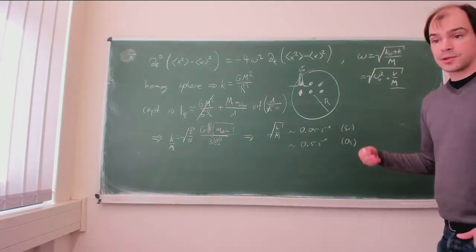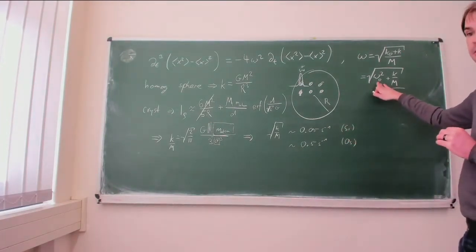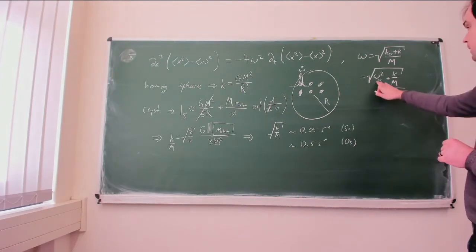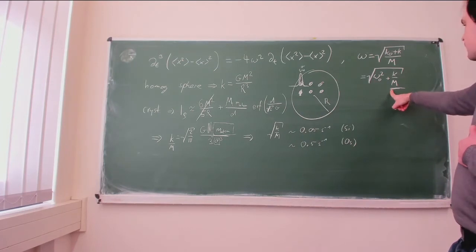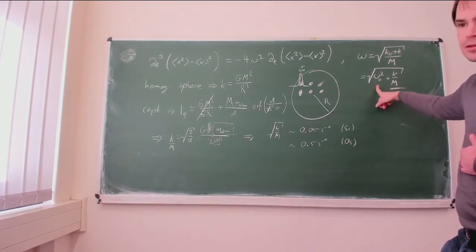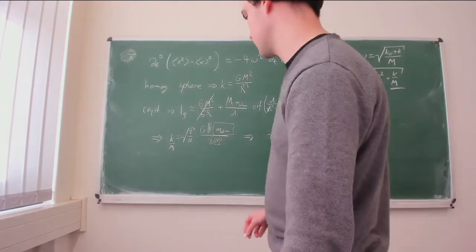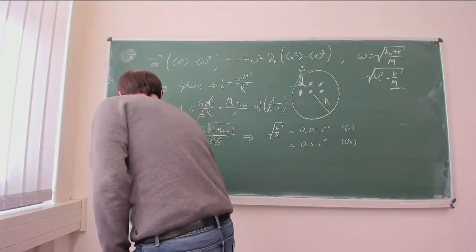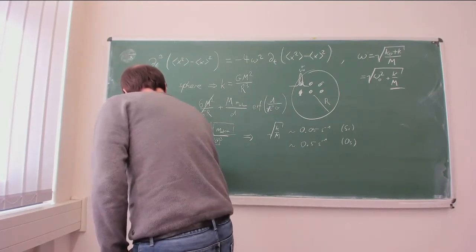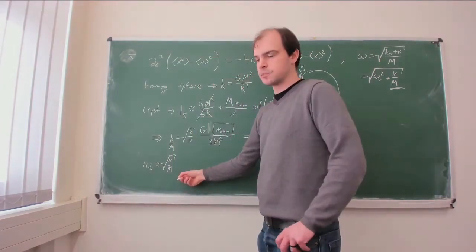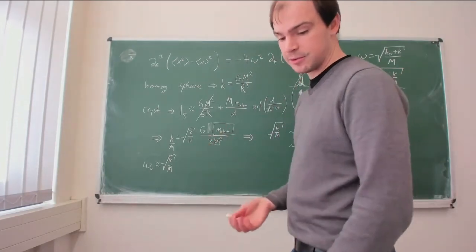And now, in order to observe this difference between omega 0 and omega, we want to make sure that this frequency difference is not too small in comparison to omega 0. So we want omega 0 to be not too distinct from this frequency correction in order to get a significant effect.